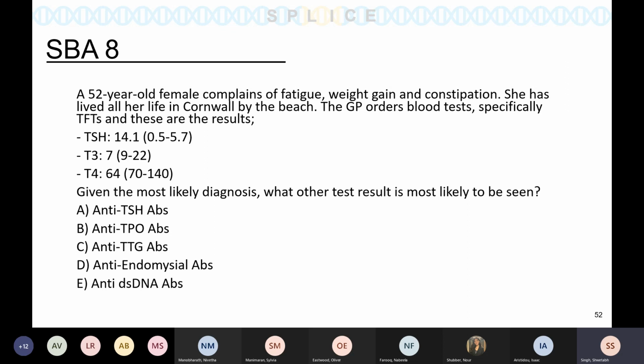Excellent. Most of you got this one. Okay, can we have next slide? So yeah, 52-year-old female, fatigue, weight gain, constipation. She's lived all her life in Cornwall, so she's from the UK. GP orders blood tests, specifically TFTs. So here we can see a high TSH, low T3, and a low T4. So we know she's got hypothyroidism.